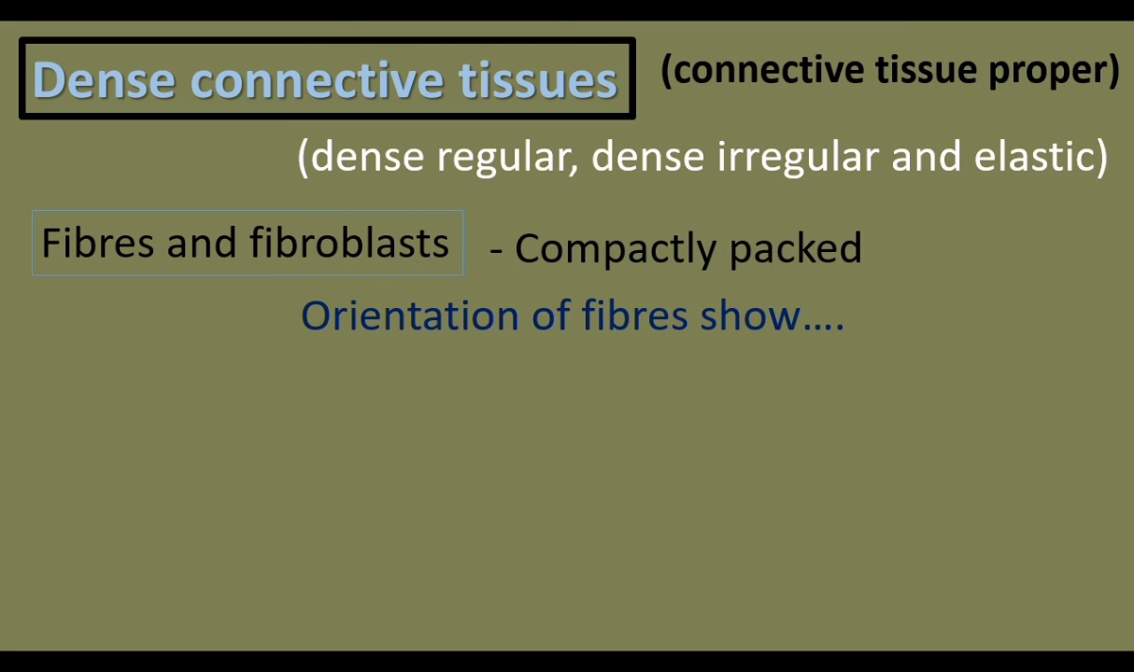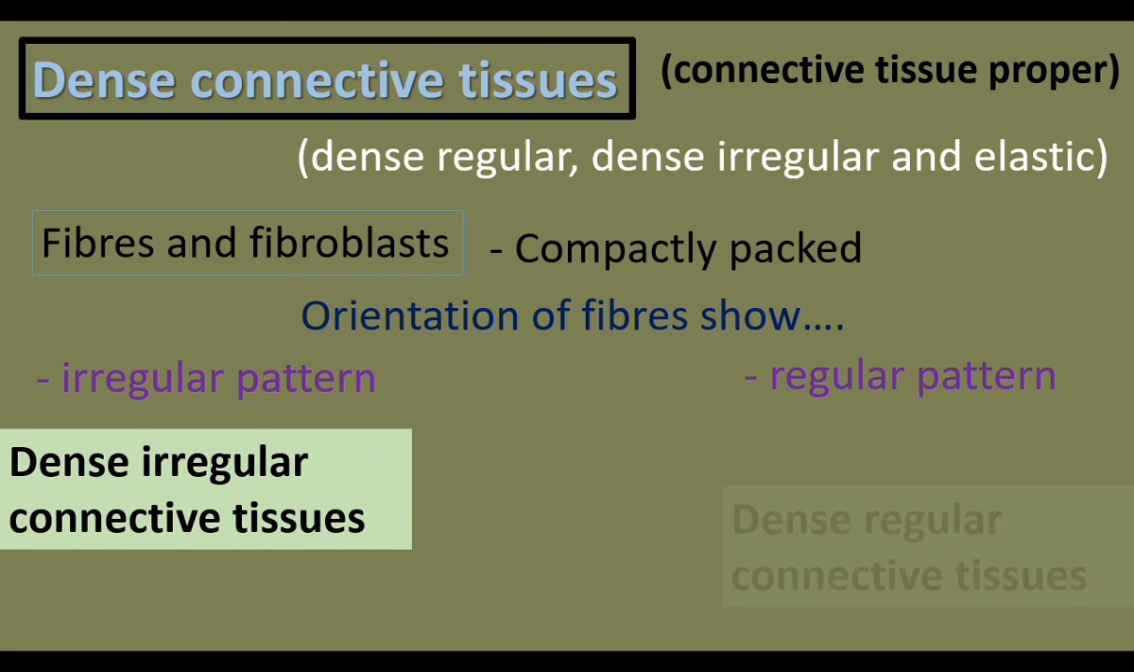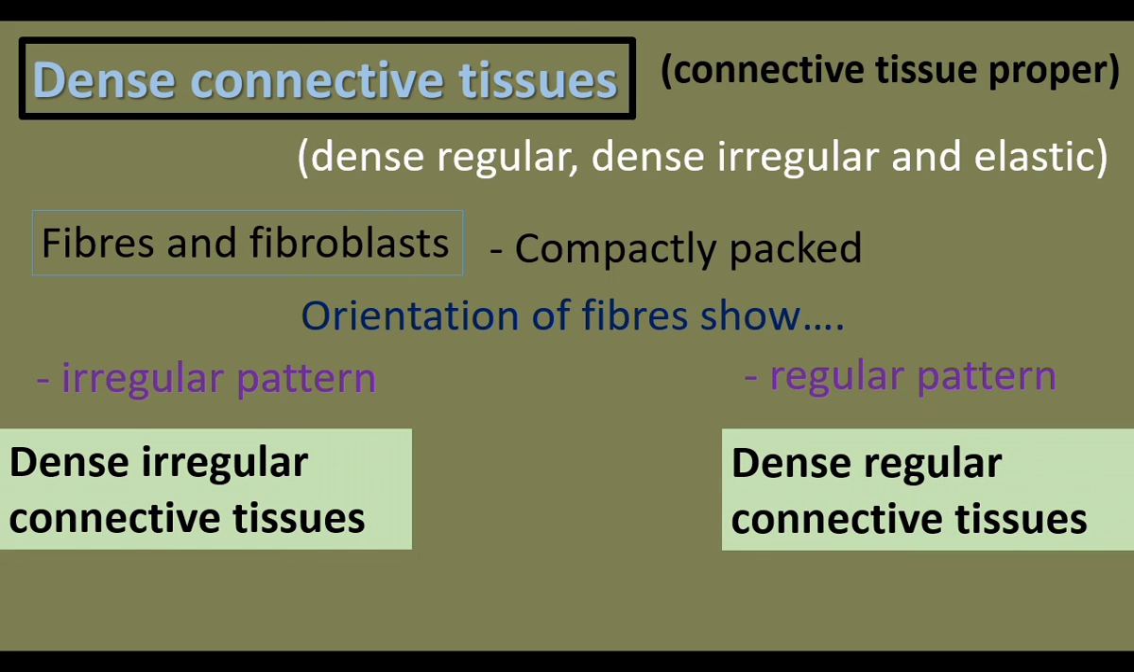Based on the position of fibers, when the fibers are irregularly positioned or regularly positioned, the dense connective tissue is grouped into dense regular connective tissues and dense irregular connective tissues. In dense regular connective tissues, the fibers and fibroblasts are positioned in a regular pattern. In dense irregular connective tissues, the fibers and fibroblasts are positioned in an irregular pattern.